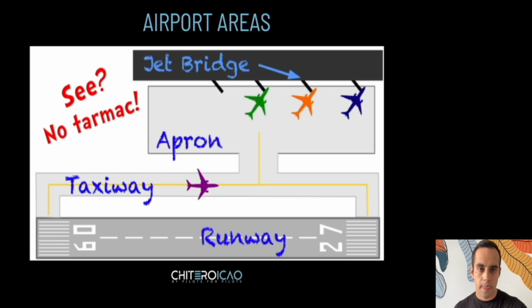Actually, some older pilots still call it tarmac. So normally when you hear tarmac, you can already imagine it's a guy with a white mustache saying "I'm on the tarmac." It's not useful anymore, right? Nobody uses it anymore.